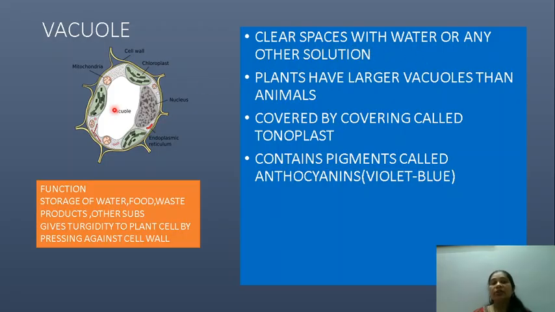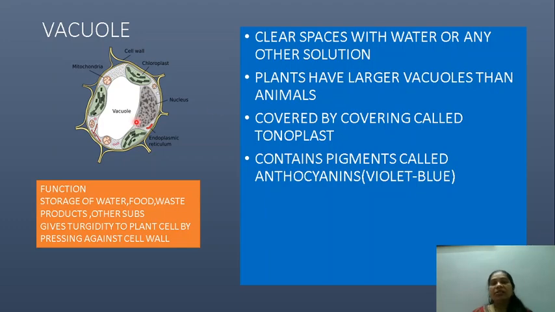You can see over here there's a clear space. This is the vacuole. Okay children, this is the vacuole and these are the other organelles. Now if this is a cell, what type of cell must this be? This should ideally be a plant cell because it has got a big vacuole over here. Okay, now plants have larger vacuoles than the animal cells.